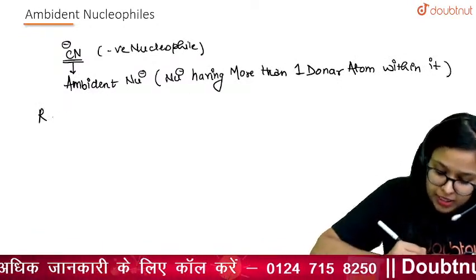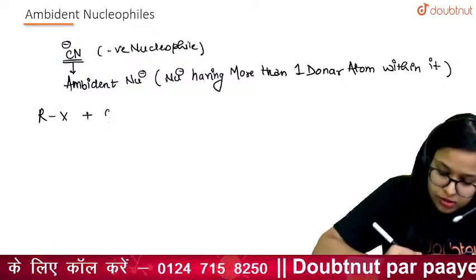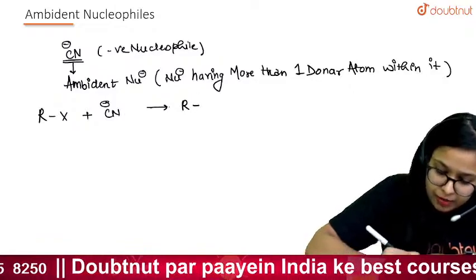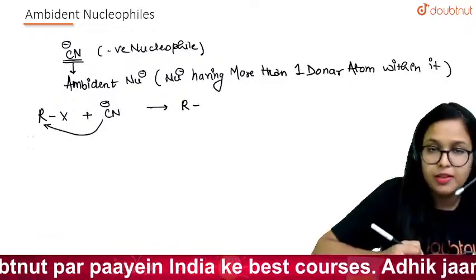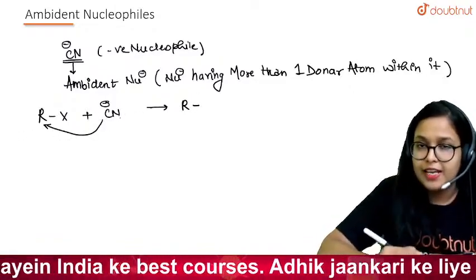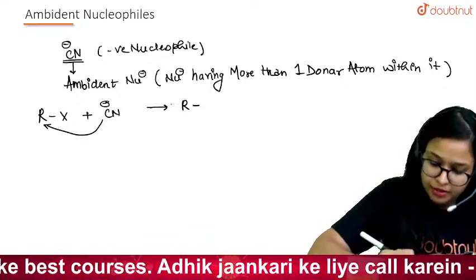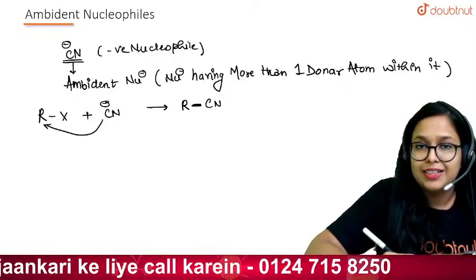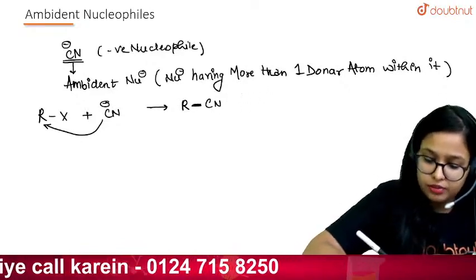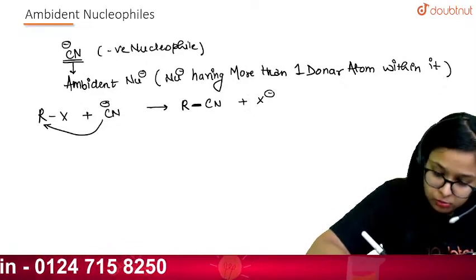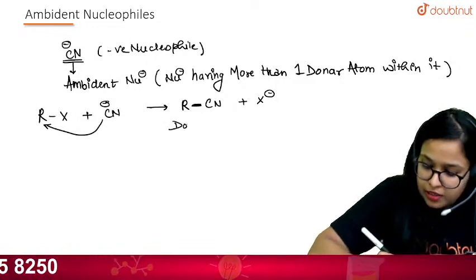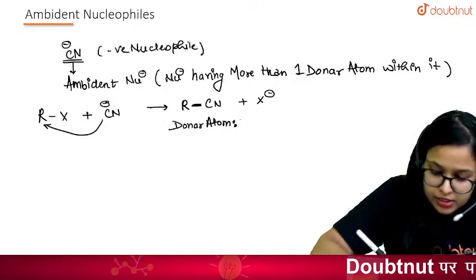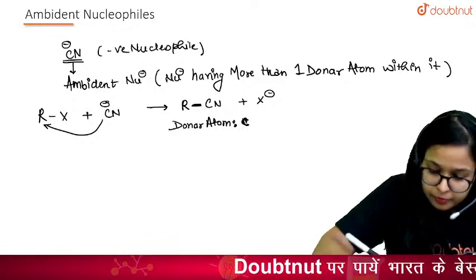That is, if you react RX with normal cyanide ion, the bond formed is between R and the attacking atom, which is carbon. From CN, the attacking atom is carbon, and you form RCN. The bond formed is between your alkyl carbon and the carbon of the cyanide ion, and X minus is removed. The donor atom in the cyanide nucleophile in this case is your carbon atom, right?